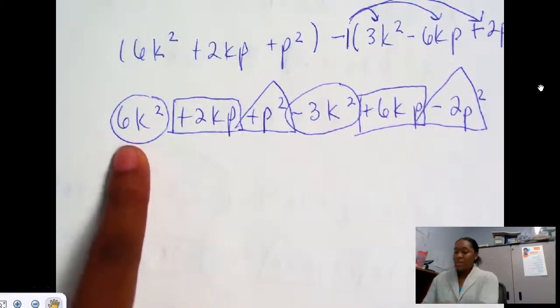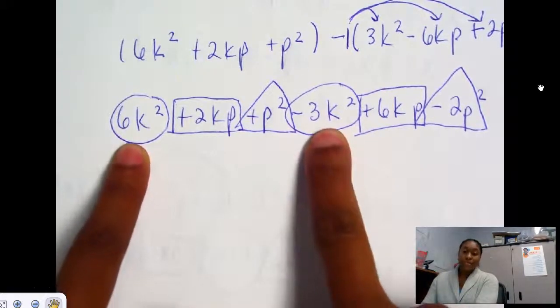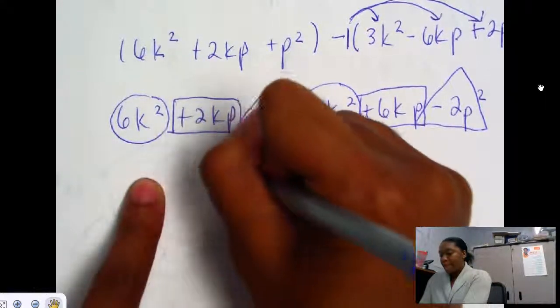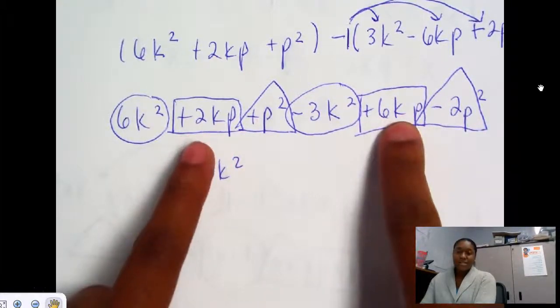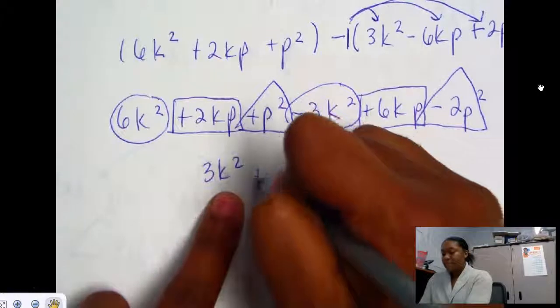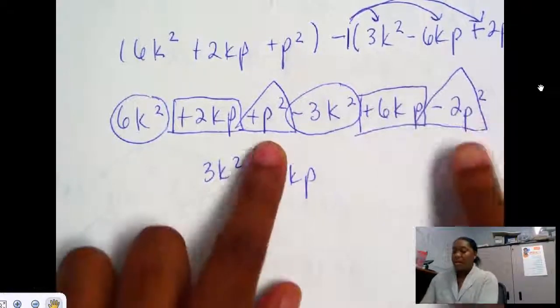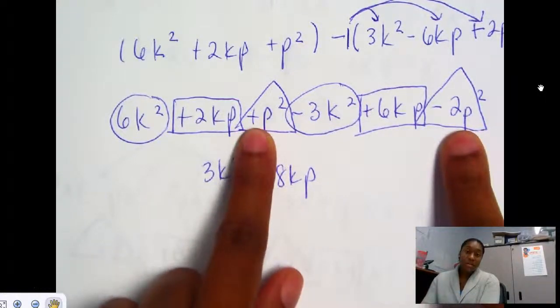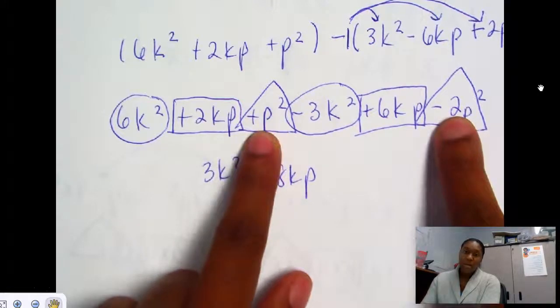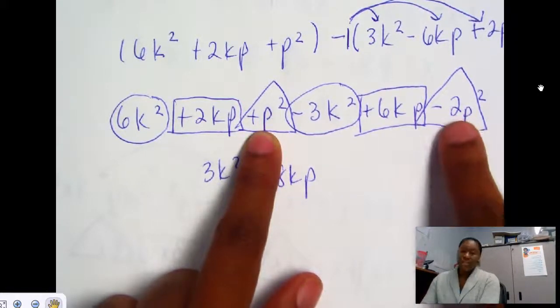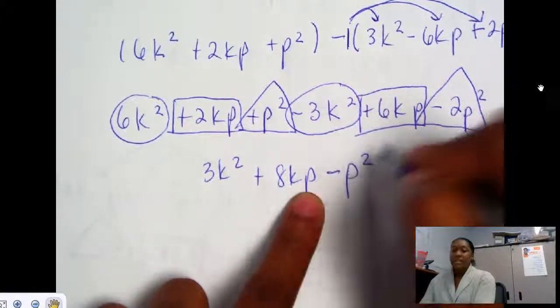All right, so if we do this term with this term, you get a positive 3k squared. Right here, you get an 8kp, so we're doing 6 plus 2. And then our last 2 terms, you have p squared minus 2p. This will be negative. Remember, negative 2 plus 1, opposite signs, subtract and keep the sign of the bigger number. So negative p squared. And that's it.